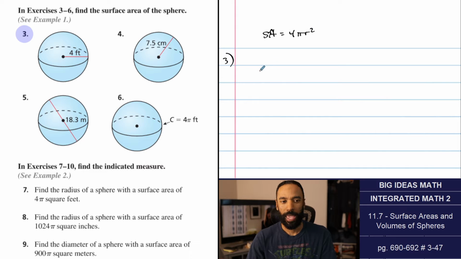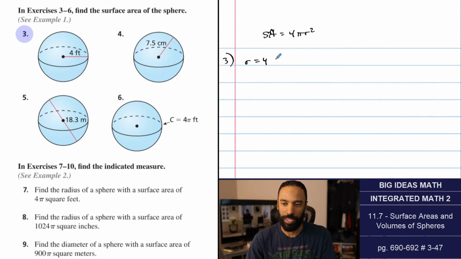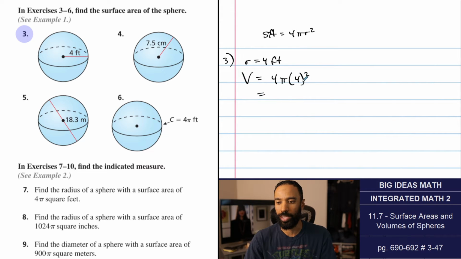R is the radius. And this radius on number 3 you see is 4 feet. So if the radius is 4 feet, the volume will be 4 pi times 4 squared. I'll always try and get exact answers for you. 4 squared is 16 times 4 is 64. So you get 64 pi square feet, and it is square feet.